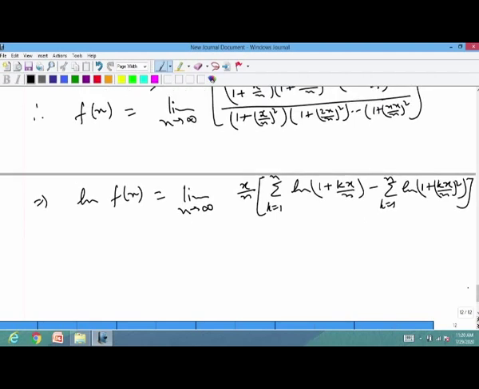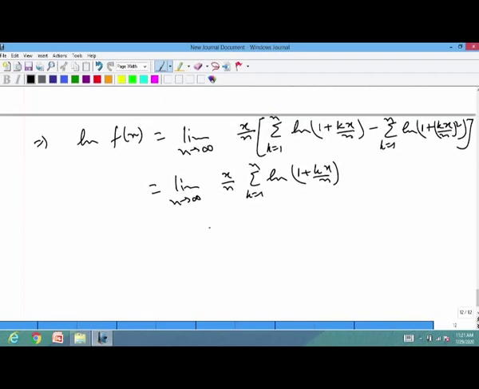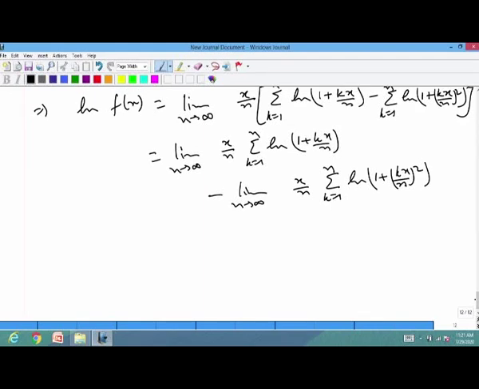Now, this is equal to limit n tends to infinity x by n times summation log 1 plus k x by n. This is one limit, minus limit n tends to infinity x by n times summation k equal to 1 to n log of 1 plus k x by n square. So now again this limit of sum can be written as the integral. The first one will be integral from 0 to x of log of 1 plus y dy.